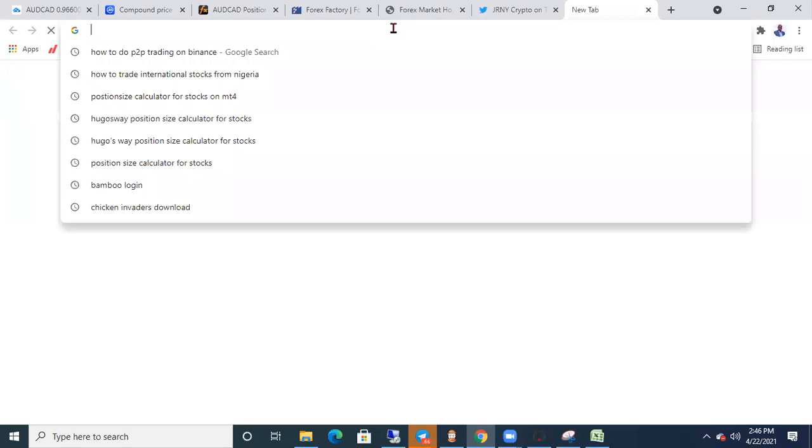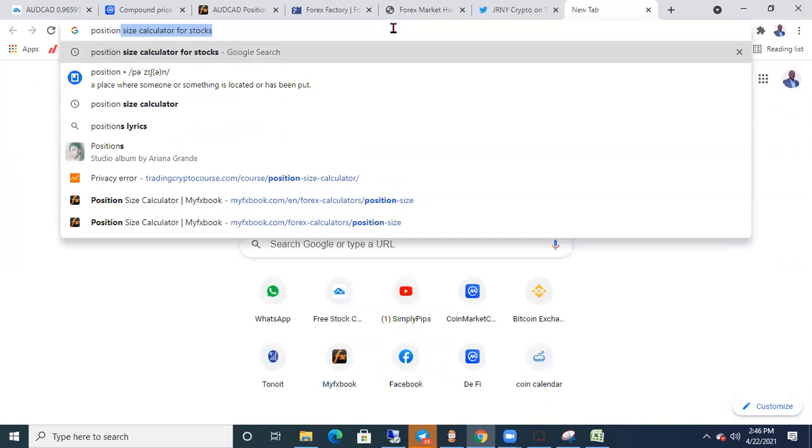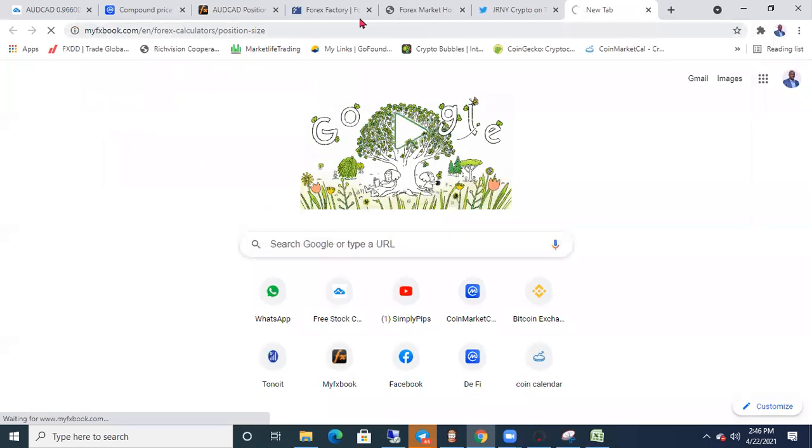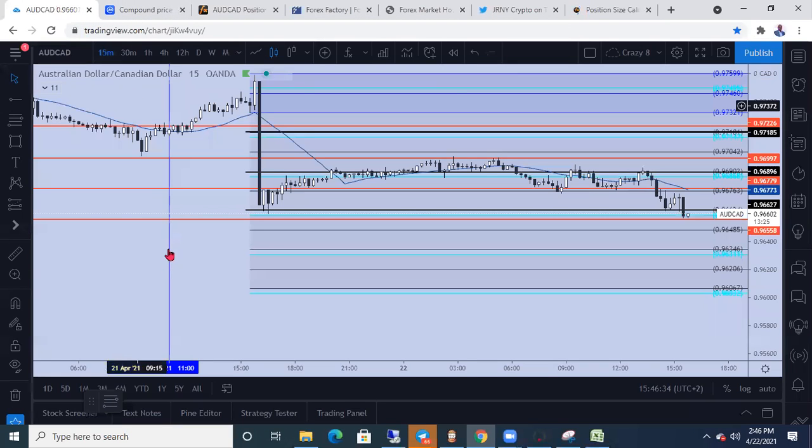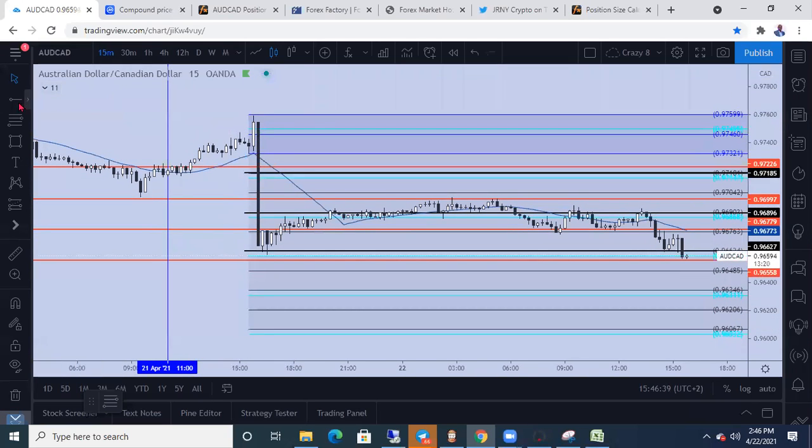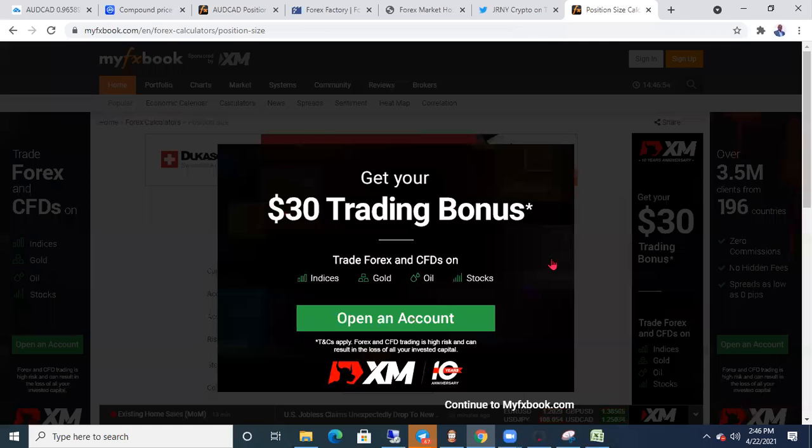And I believe you all know already that you shouldn't use arbitrary lot sizes. You should never use arbitrary lot sizes. If I were to trade off the 15 minutes, my stop loss would have been, let's say I'm getting in from here, for instance, no. Let's say we're waiting for price to get to the preferred entry. My stop loss on the 15 minutes would have been like 17, 18 pips. So I'll come here.